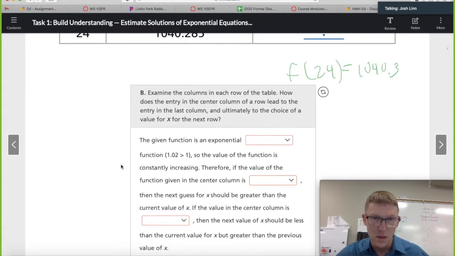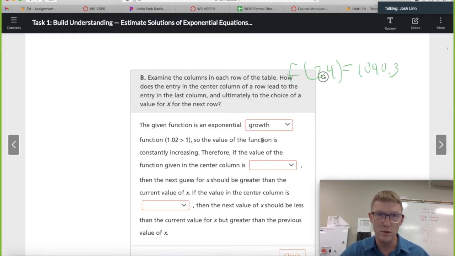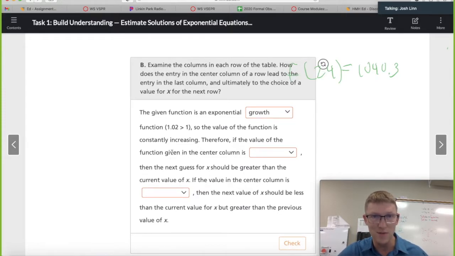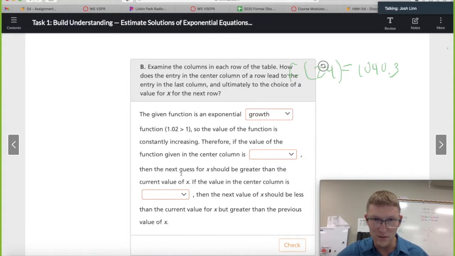So let's see here. The given function is an exponential growth because it's getting bigger. Function 1.02 is greater than 1, so the value of the function is increasing. Therefore, the value of the function given in the center column is less than 1000. The next guess for x should be greater than the current value.